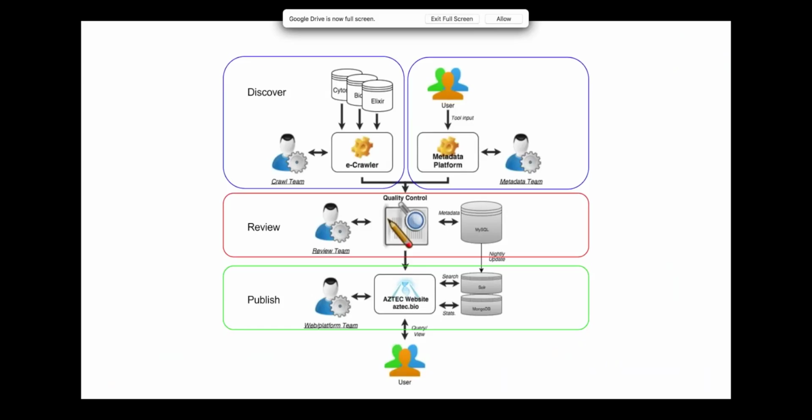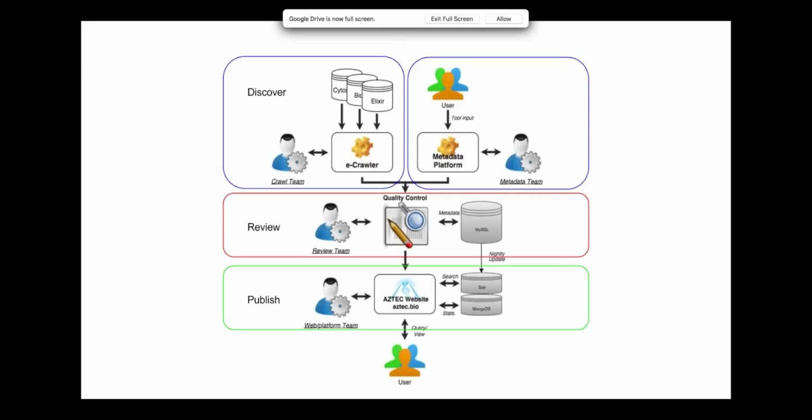So here's a diagram of our overall workflow. The Aztec workflow provides users with rich information about biomedical resources and is comprised of 3 steps. The first one is discover, the second one is review, and the third one is publish. The purpose of the discovery step is to find resource metadata to input into our database, and we do this using our web crawlers and metadata submitted through user submissions.